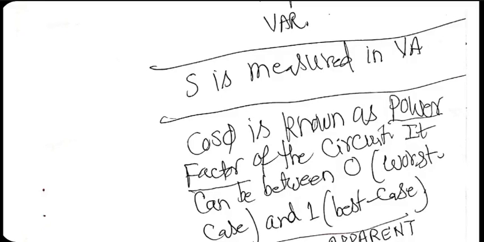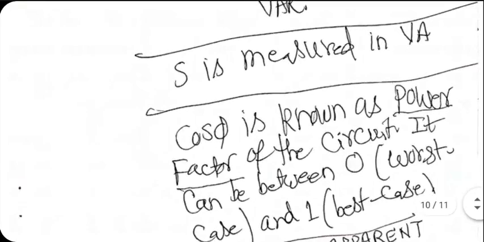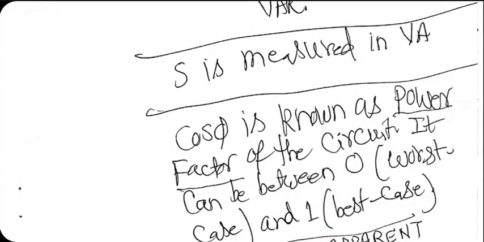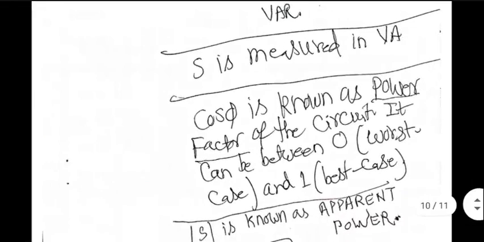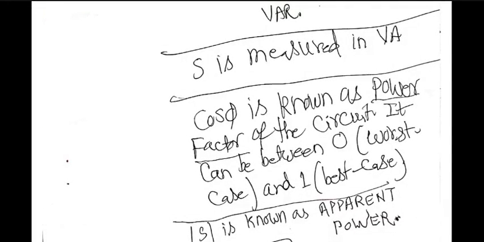In any case, cos phi will be 0. So for purely inductive or purely reactive loads, power factor is 0. For purely resistive load, it is 1. For everything else, it is between 0 and 1. You want power factor to be as high as possible, as close as possible to 1 in real life, to avoid wastage of power.